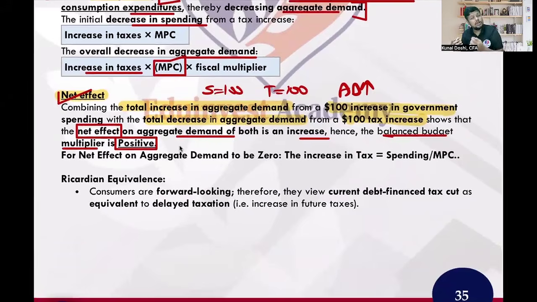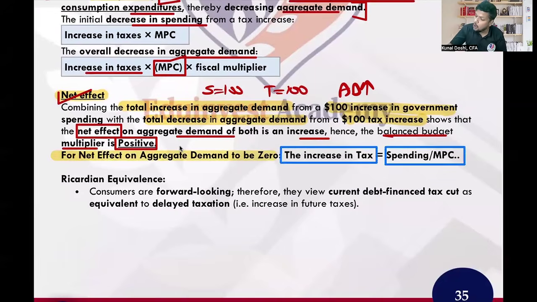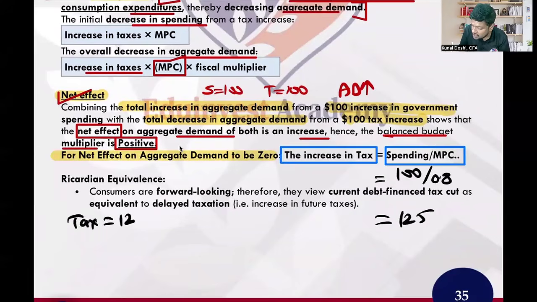So the government can actually tax more, to make the aggregate demand break even, meaning at zero. For the net effect on aggregate demand to be zero, how much further can the government increase the taxes? The government can increase the tax by a ratio of spending over MPC. So check here, if I put up this formula, let's say the spending was $100 and the MPC was 0.8. So what happens at 100 divided by 0.8? That is 125.